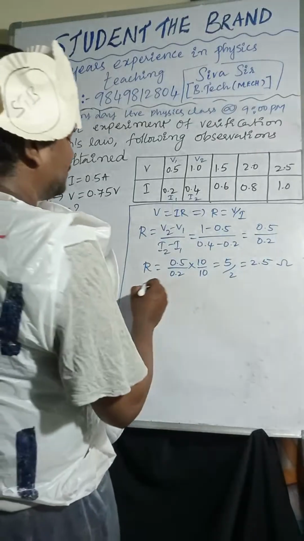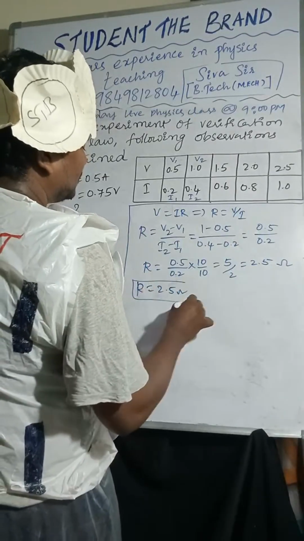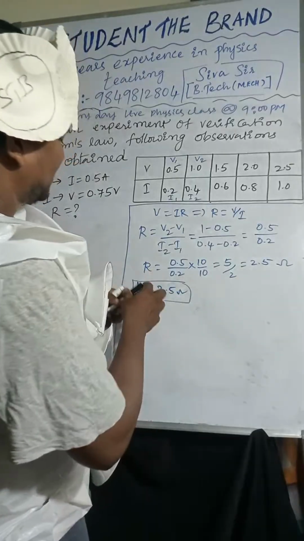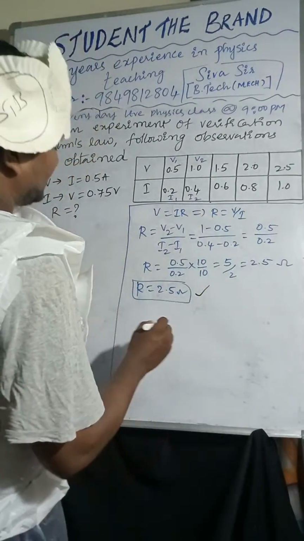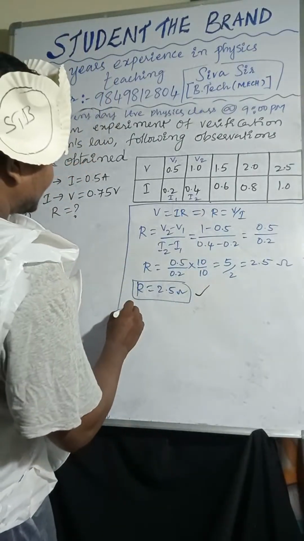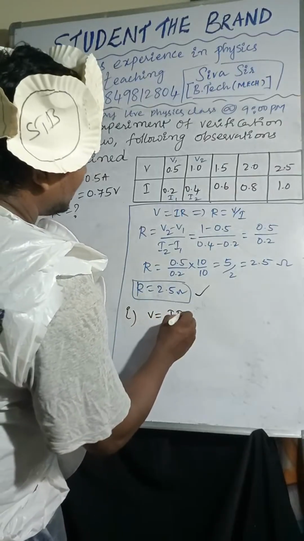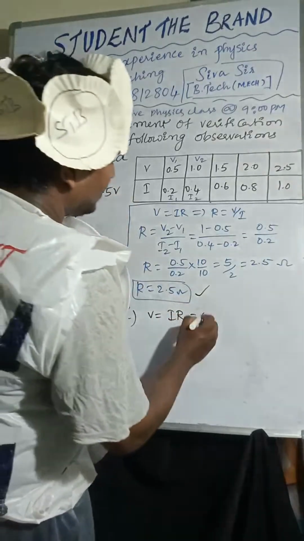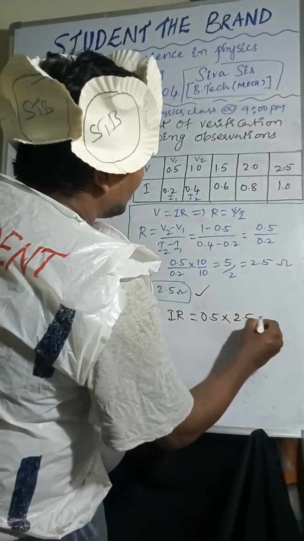I hope you got it: R equal to 2.5. This is the resistance, so the third question is completed. Now the first question, potential difference: V equal to IR. From the question, I equal to 0.5 and R equal to 2.5. Can you find out how much?